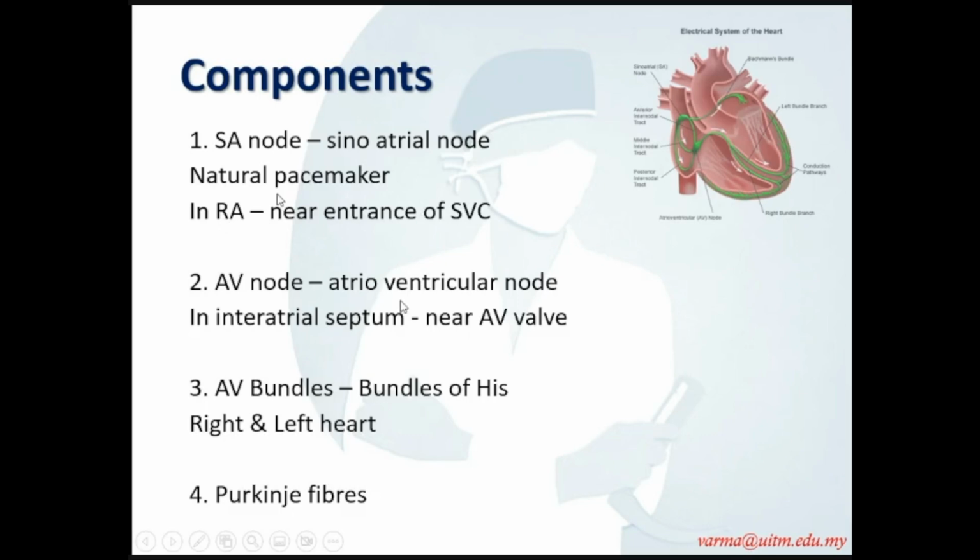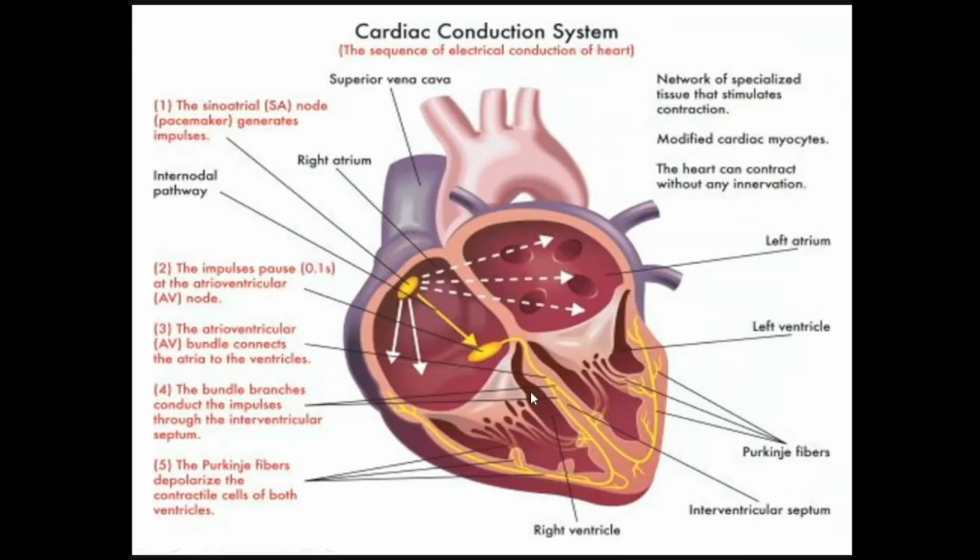The AV node is the atrioventricular node in the interatrial septum near the atrioventricular valves, which are the tricuspid and mitral valves. Then the AV bundle, the bundle of His, right and left bundle branches, and Purkinje fibers. The bundle of His has an anterior and posterior fascicle. So once again, the full chronology, the sequence of electrical conduction of the heart. Follow the numbers and follow the components.